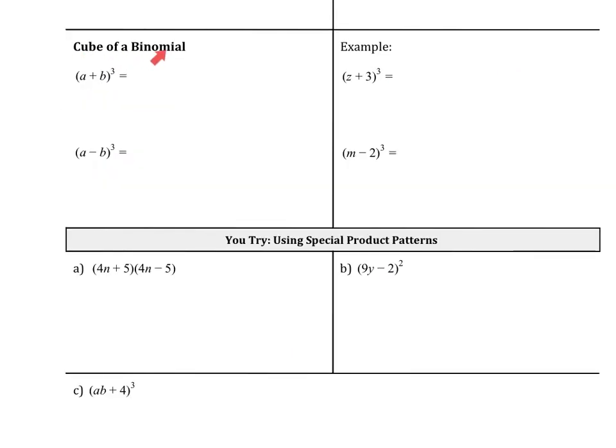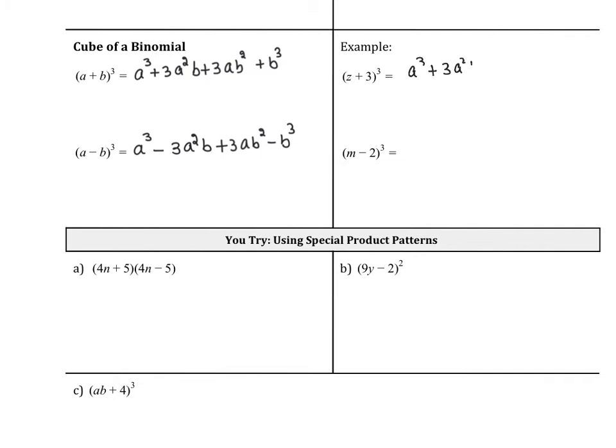Cube of a binomial. A plus b cube has this formula: a cube plus 3a square b plus 3ab square plus b cube. So for example, if I'm writing this into a standard form, I'm going to use this formula, and for a I'm going to use z, and for b I'm going to use 3. So the formula I'm going to rewrite here is a cubed plus 3a square b plus 3ab square plus b cubed.